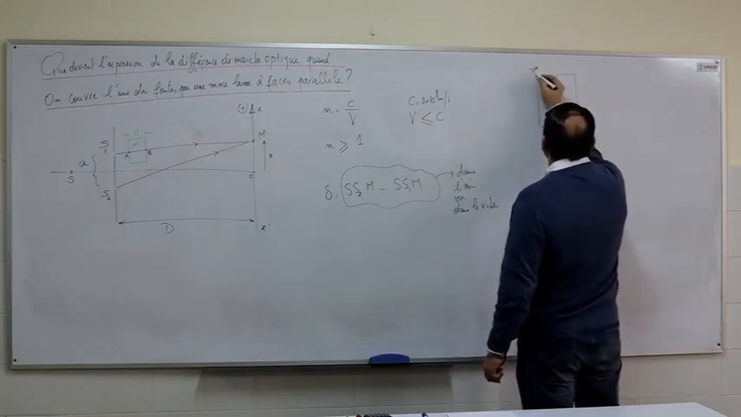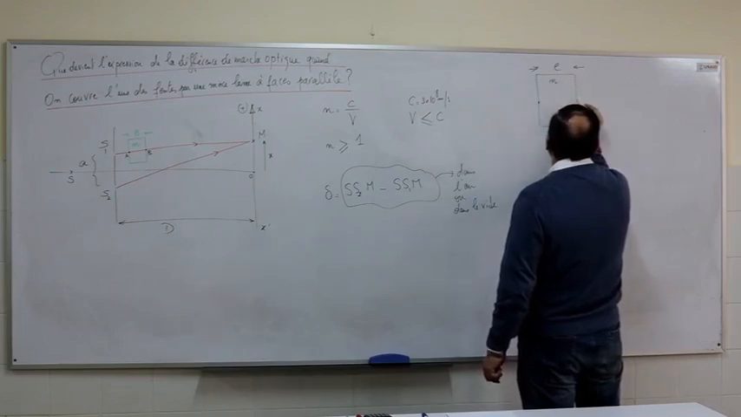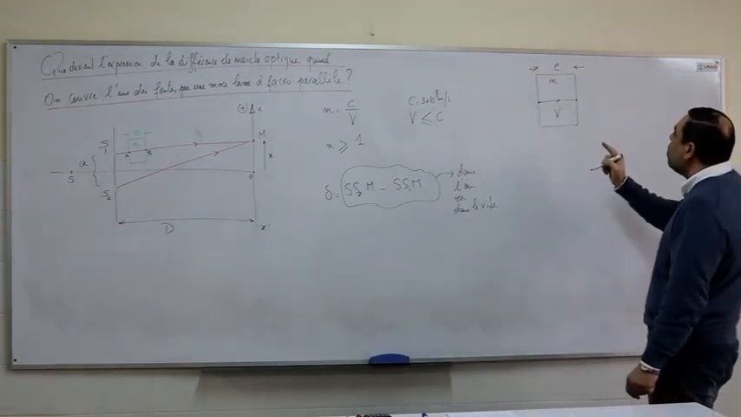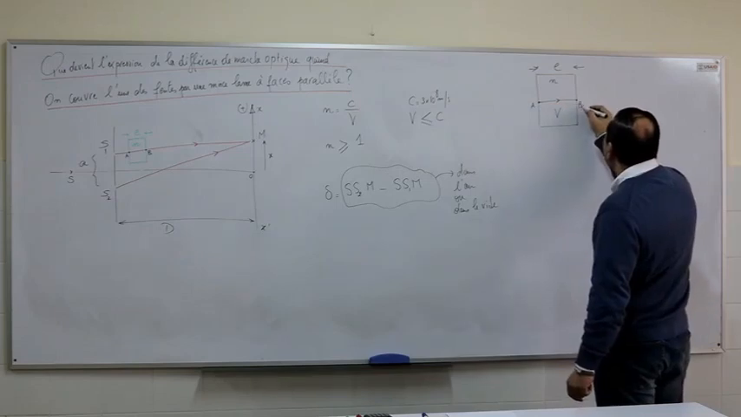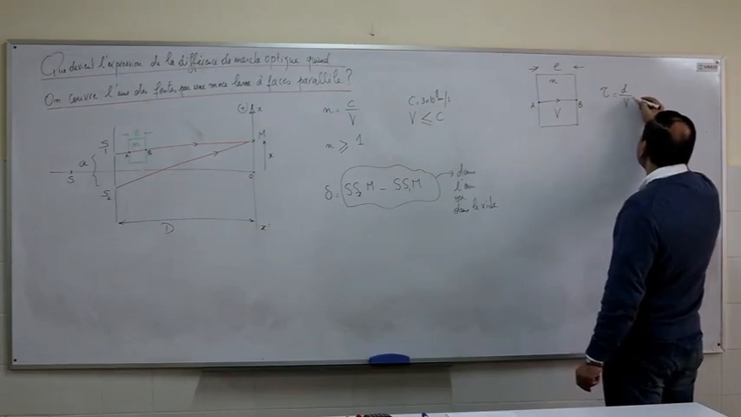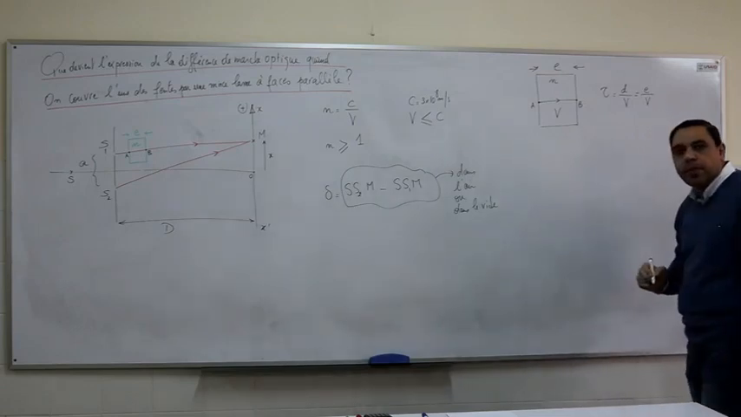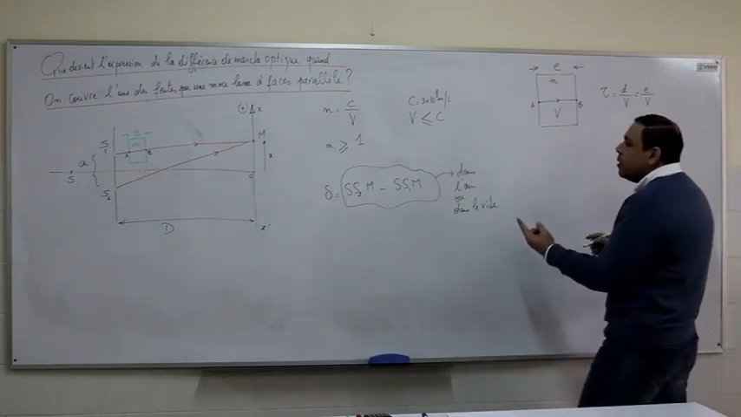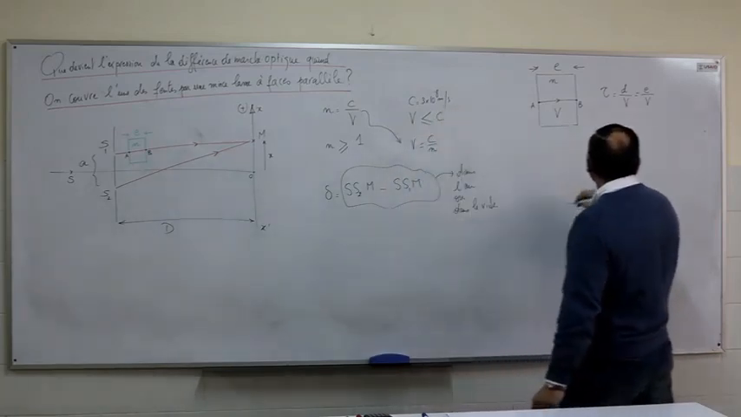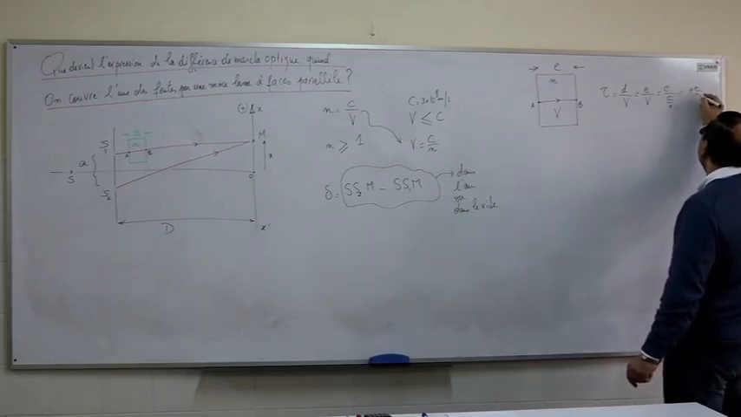This is a figure of the plate. Its thickness is E. It has an index N. Light traverses the plate with a speed v. The duration taken by light from A to B is equal to tau, which is equal to the distance over the speed, which is equal to the thickness E over the speed v. But v is given by c over n. So tau becomes E over c over n, which is equal to nE over c.